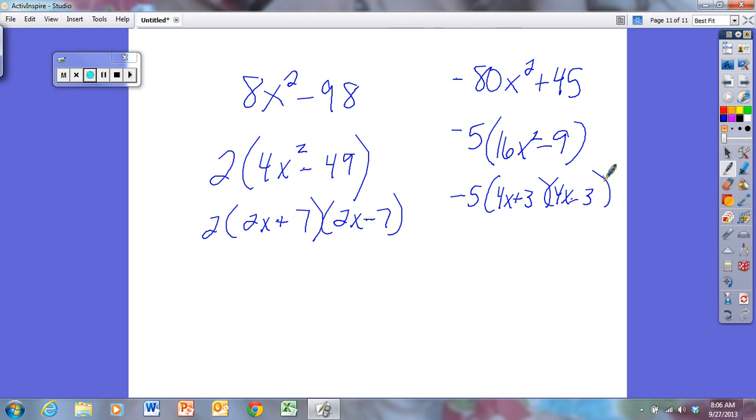Okay, there's your introduction to factoring. Hopefully you're going to be really good at GCF and difference of perfect squares factoring.